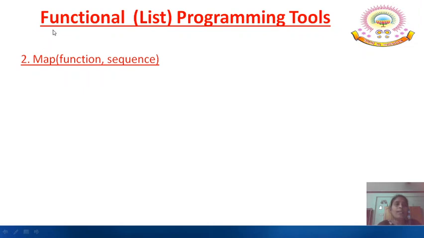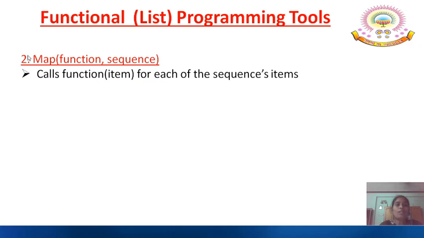Now, the next functional tool is the map function. We have learned filter. Now we are learning the map function. This is also taking a function and a sequence. So what it will do is call the function with a given item for each element in the sequence. Now see this one.